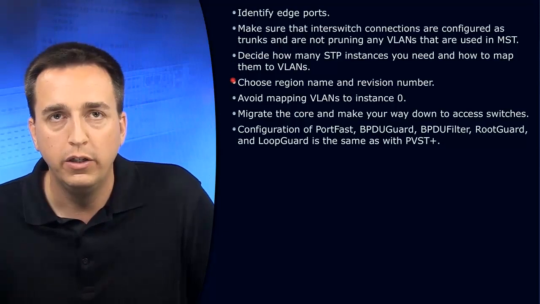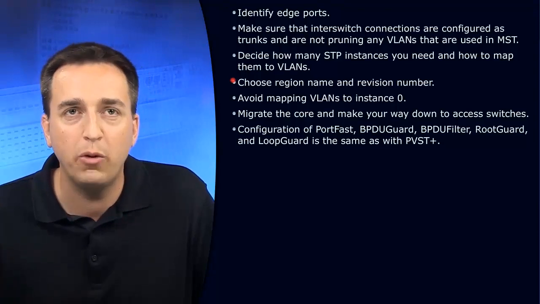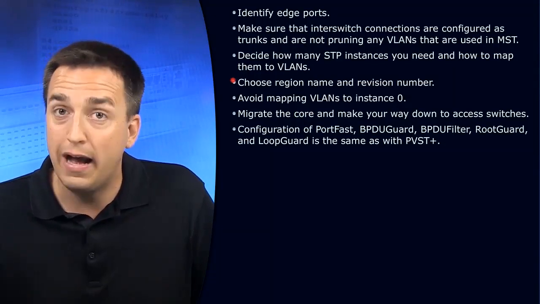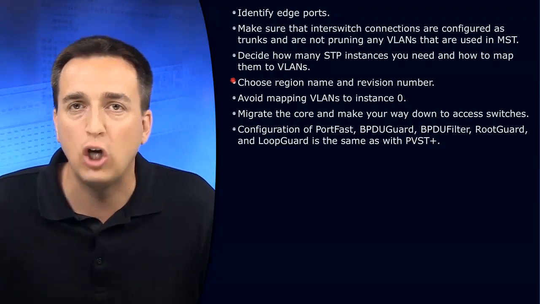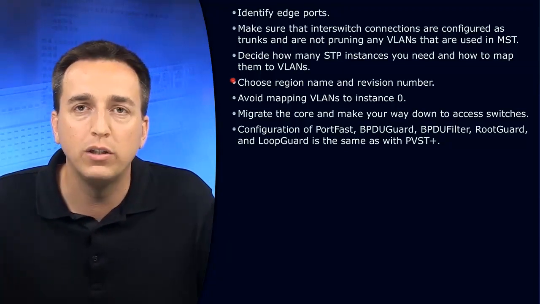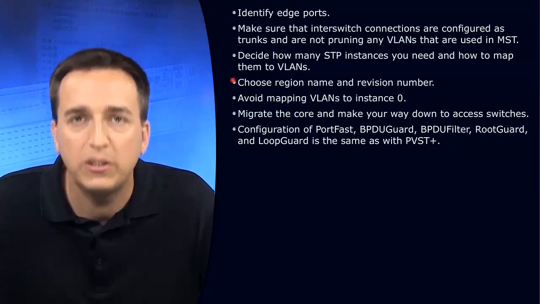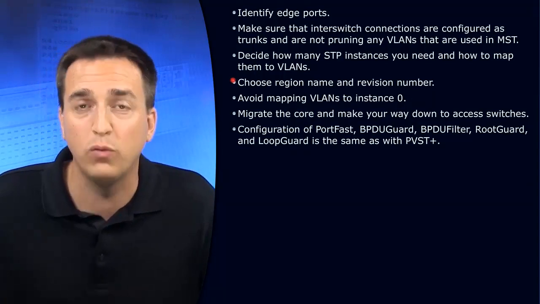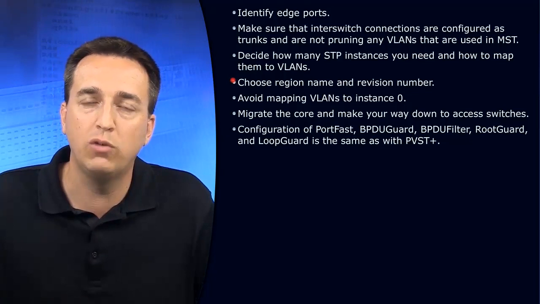Choose your region name. Choose your revision number. And make sure that the region name, the revision number, and the instance to VLAN mappings are the same for all of the switches you have. Now, even though you can create multiple regions and come up with a really elaborate, complicated topology, Cisco recommends keeping the number of regions to a minimum. Keep it simple. Keep it small. Keep it lightweight. So the fewer number of regions, the better. If you can get away with one region and have all the switches in that single region, do it. That's what you want to do.